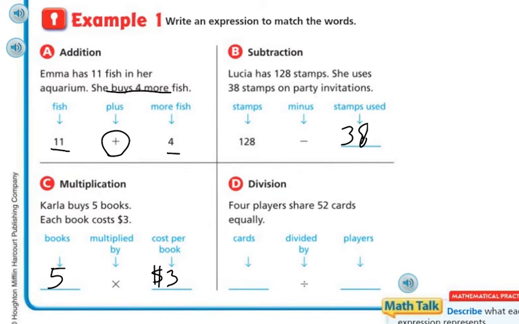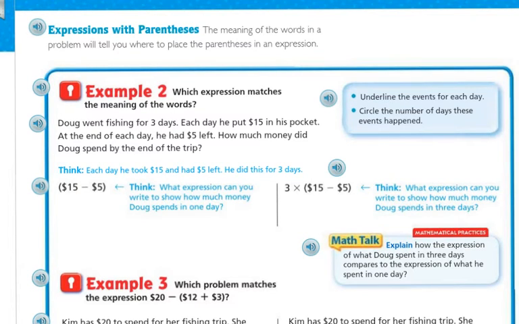Okay. The next one is division. 4 players share 52 cards equally. So the cards are 52 and they're divided by 4 players. Expressions with parentheses. The meaning of the words in a problem will tell you where to place the parentheses in an expression. So example number 2.